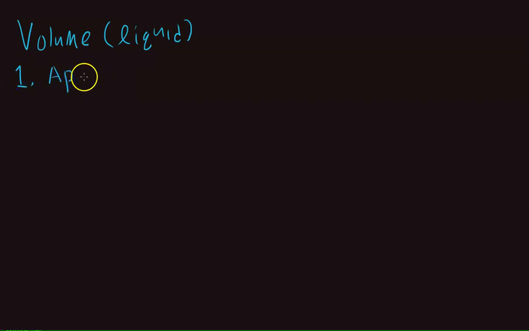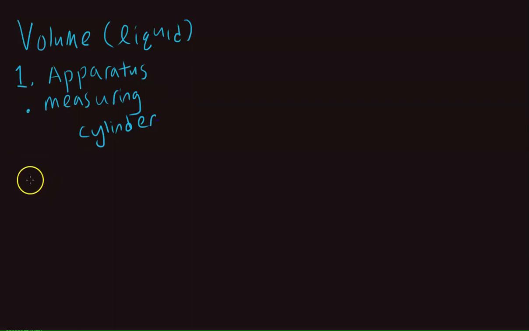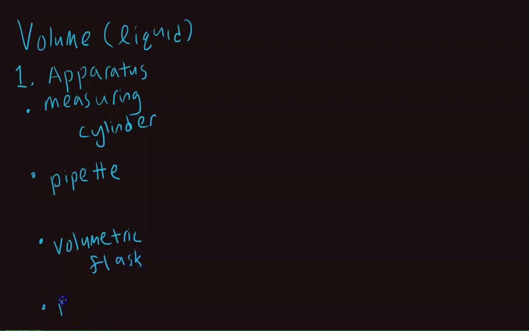Okay, volume will be a bit more tedious in the sense that it has more things basically. Okay, so volume, specifically the volume of liquid. Firstly, if we talk about the apparatus needed, we'll have actually four of them. First one being a measuring cylinder. Okay, the second one, it's a pipette. Third one, it's a volumetric flask. Fourth one being a burette.